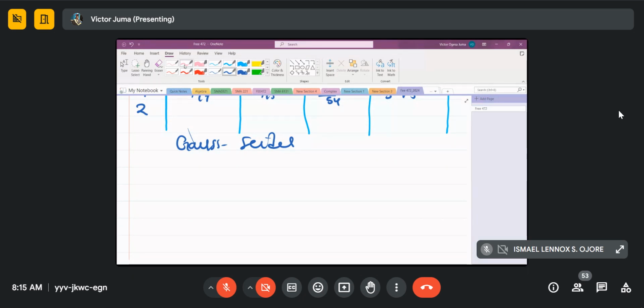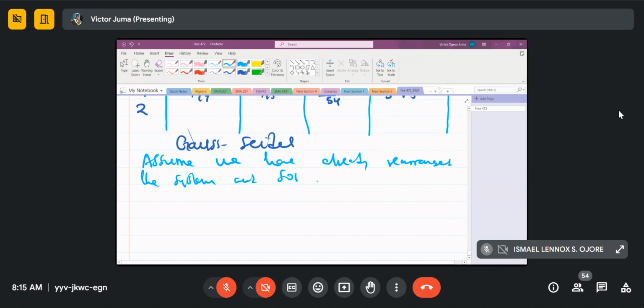I will start just maybe writing. So assume we have already rearranged the system and solved for xi in the ith equation, as in the Jacobi method. So they just start basically with the Jacobi method.